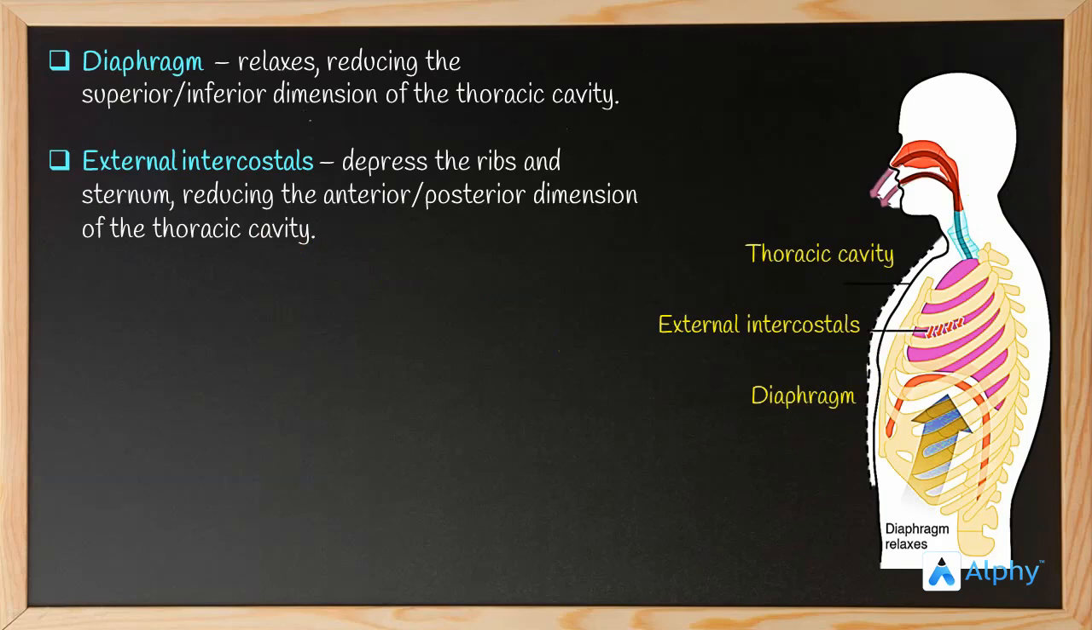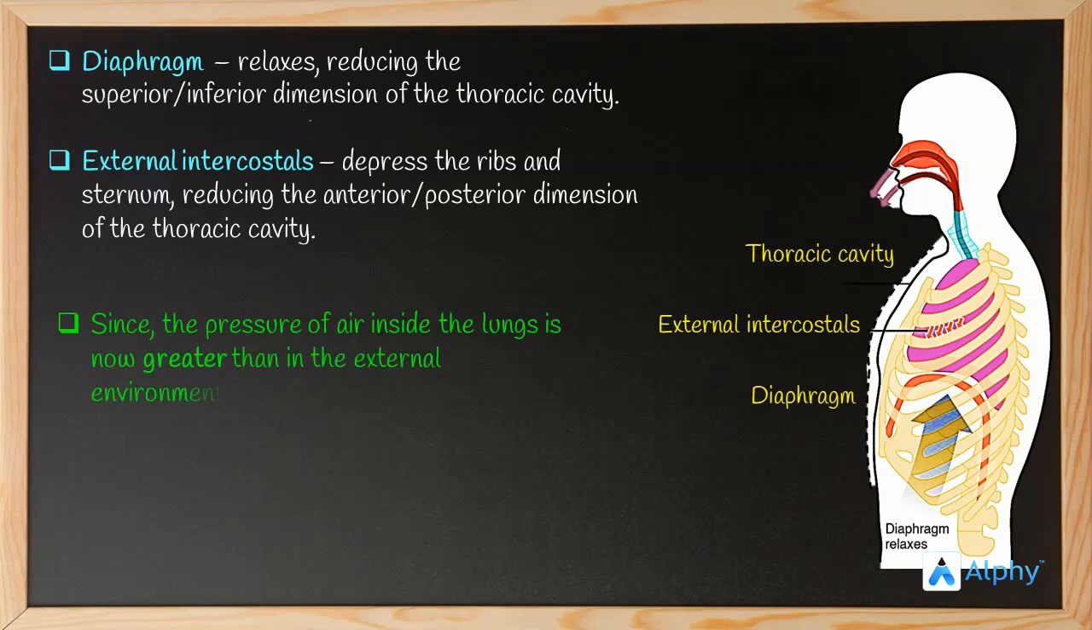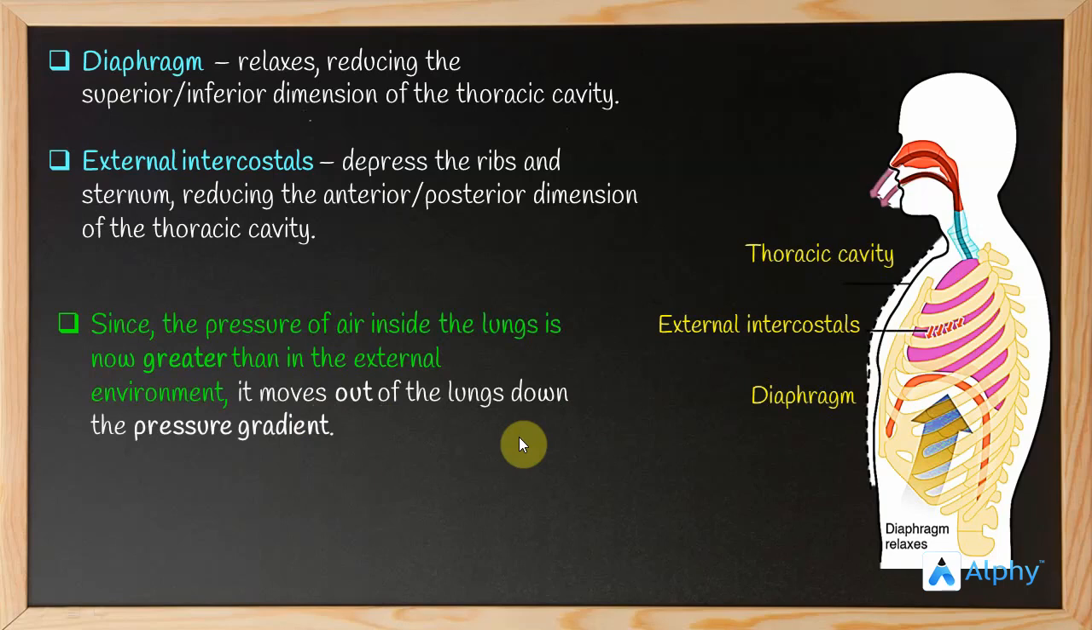So again, as per Boyle's law, the volume is decreasing, so the pressure will increase now, since volume is inversely proportional to pressure, right? Therefore, since the pressure of air inside the lungs is now greater than in the external environment, it moves out of the lungs down the pressure gradient. So again, air will move from a region of higher concentration to lower concentration, and since its volume inside the lungs is greater than outside, it will move out of our bodies, and this process is termed exhalation. So this was the mechanism of breathing, the inhalation and exhalation.